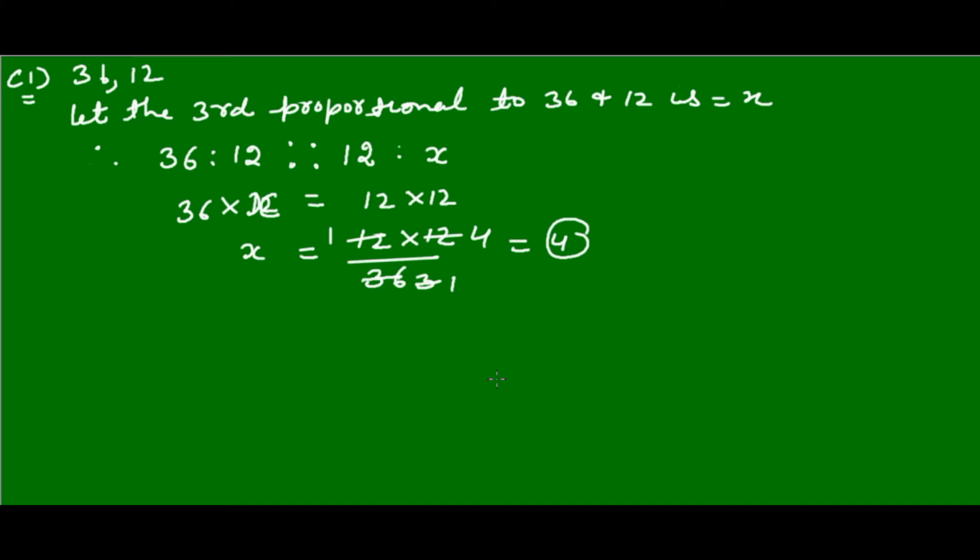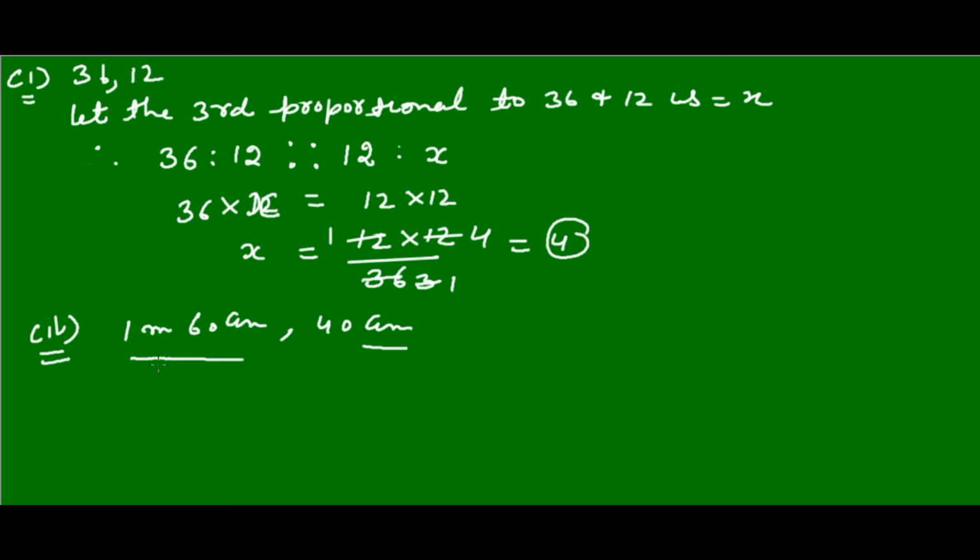Now I am going to discuss part 4 with you. Parts second and third are easy, you can do them on your own. Now I am going to solve part 4 of it, that is 1 meter 60 centimeter and 40 centimeter. As I have told you earlier, for any ratio units should be the same.